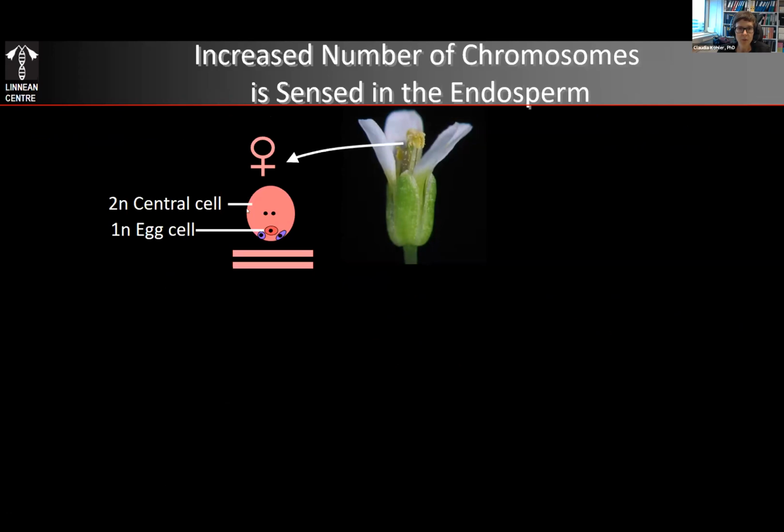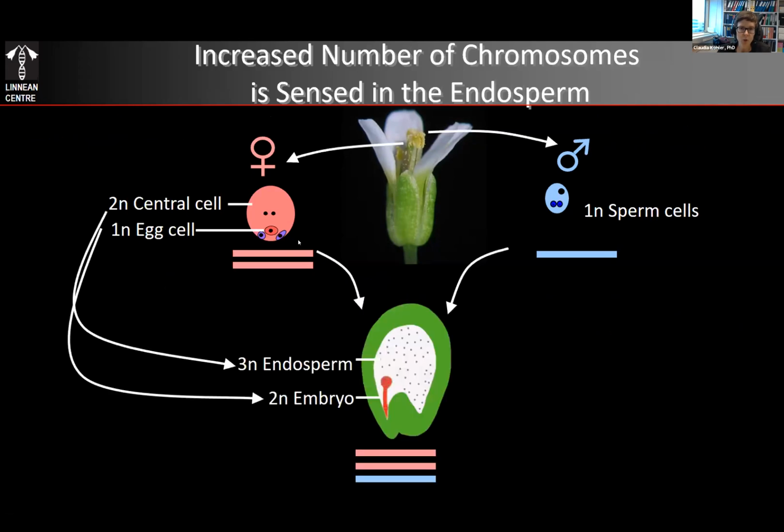It arises after fertilization of the diploid central cell by one of the sperm cells. Consequently, the endosperm itself is a polyploid tissue. It's a triploid tissue having 2 maternal and 1 paternal genome copies. The other fertilization event of the egg cell with the other haploid sperm cell will give rise to the diploid embryo. And the endosperm transfers nutrients to the developing embryo, so it's essential for normal embryo development.